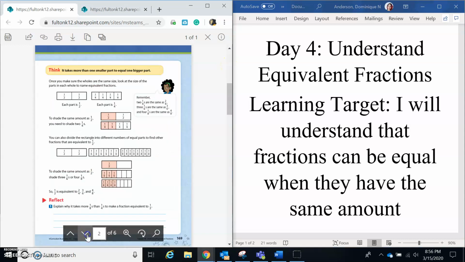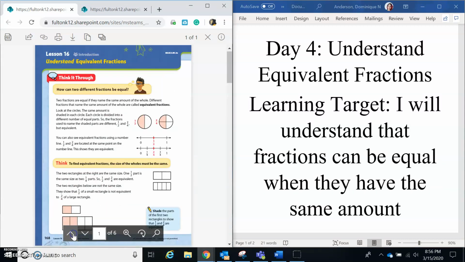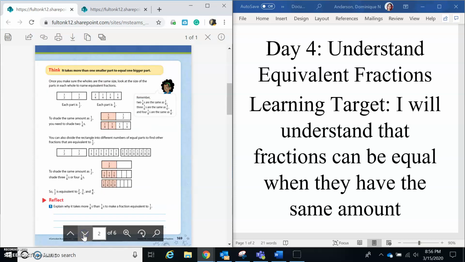So again, just like the other days, I want you to go ahead and read through pages 168 and 169 to familiarize yourself with equivalent fractions, because again, this is a review. We have learned this. Pause the video to give yourself some time.